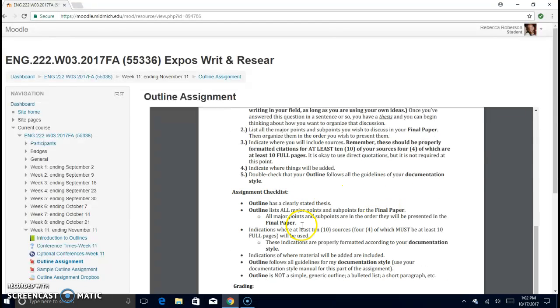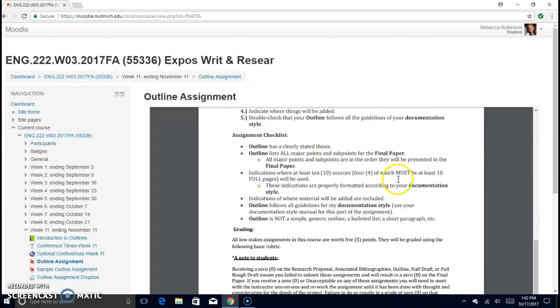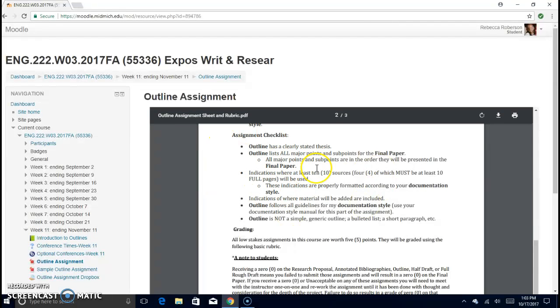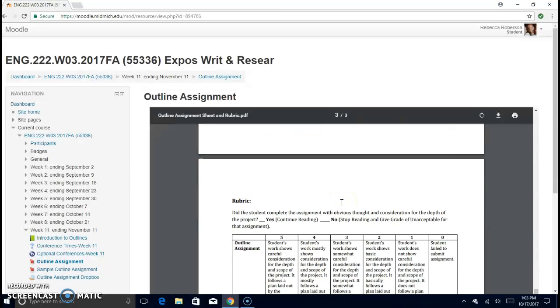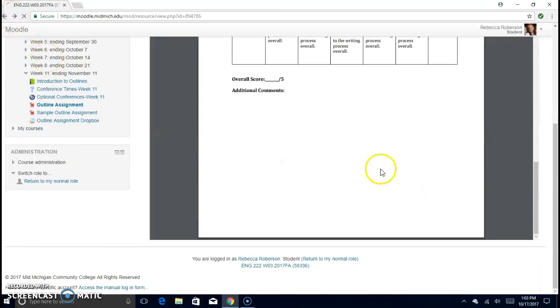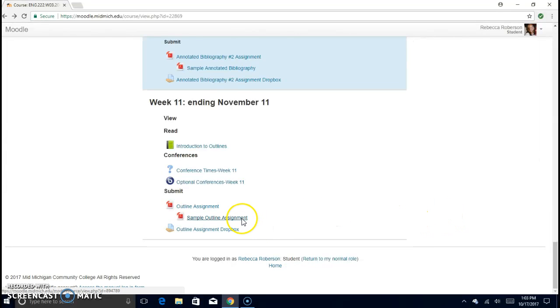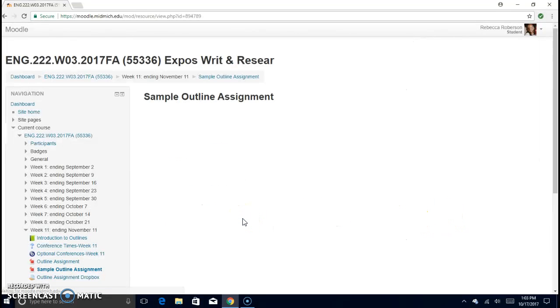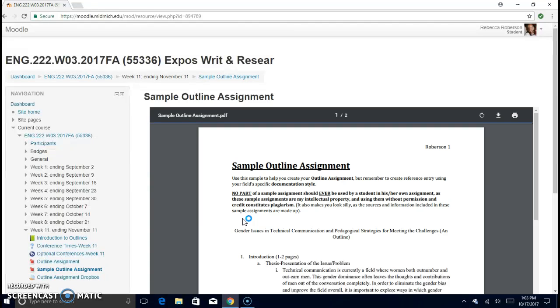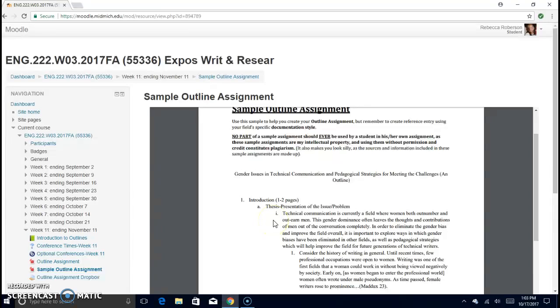So basically, you've got an assignment checklist here. This gives you the guidelines or the requirements of what you absolutely have to have. Again, we just went over those. And then, of course, you have your rubric as always. There is a sample outline for you to take a look at. Again, it's not a complete outline by any means, but it gives you an idea of what yours should look like in terms of detail and possible layout, if you like this particular layout.